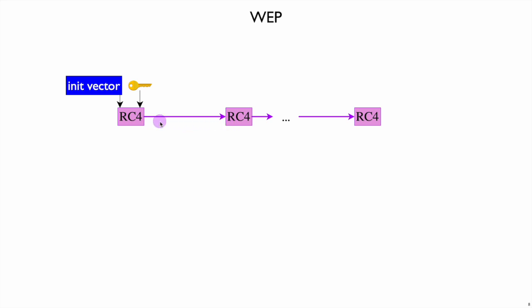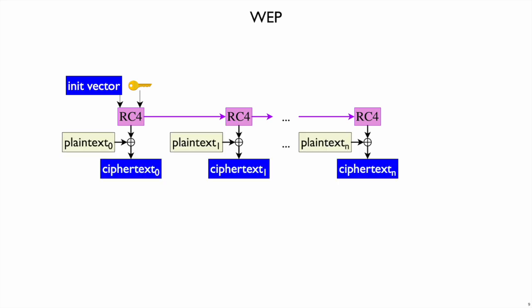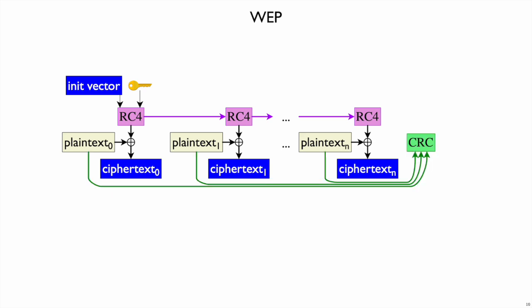So these arrows here really represent the implicit communication of the state of the RC4 algorithm from one step to another. And each time we ask that RC4 algorithm for a new random number, it can give us a byte, which we can XOR with our plaintext to get a ciphertext. So the usual picture of a stream cipher. That stream cipher aspect covers confidentiality.